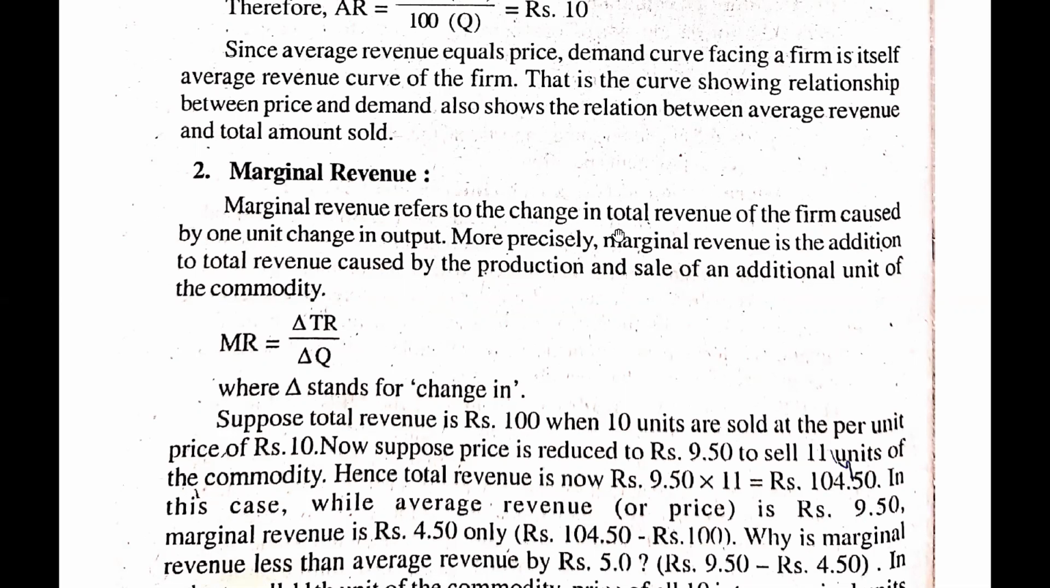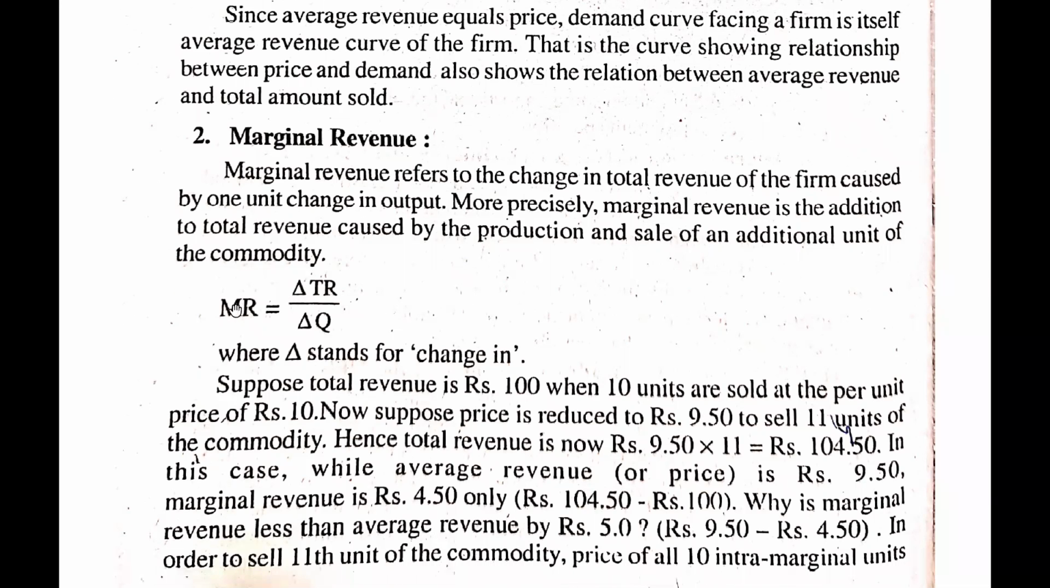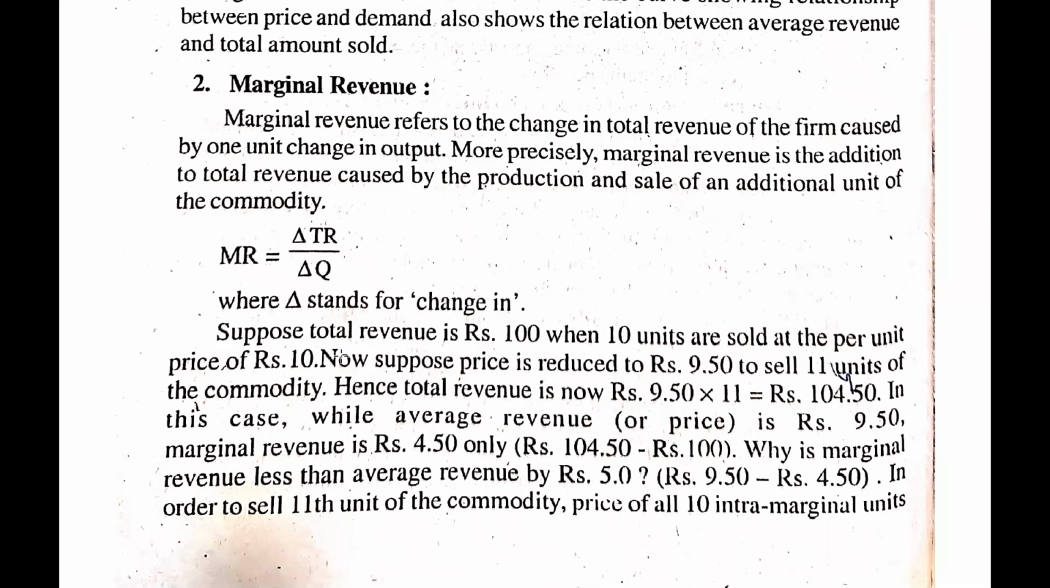Marginal revenue refers to the change in total revenue of the firm caused by one unit change in output. More precisely, marginal revenue is the addition to total revenue caused by the production and sale of an additional unit of the commodity. So here we are given the formula. Marginal revenue is equal to change in total revenue divided by change in quantity. Let's see, here we have an example.